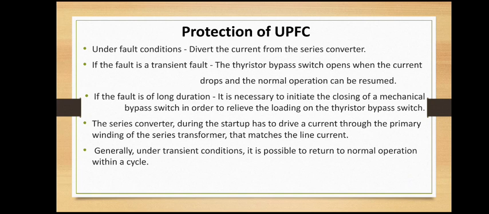The current through the shunt connected converter is carefully controlled under normal operating condition, and it could exceed the critical level under fault condition. So the protective action under such condition is to interrupt the normal gating sequence, and generally it is done through gate control. Under transient condition, it is possible to return to normal operation within a cycle.